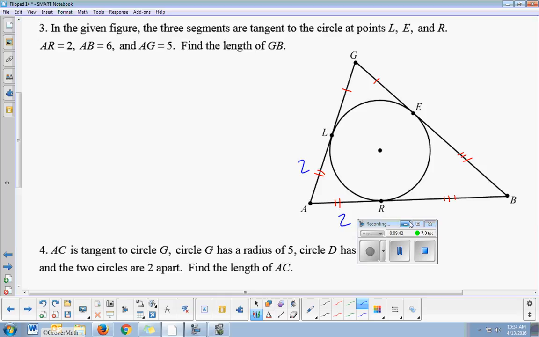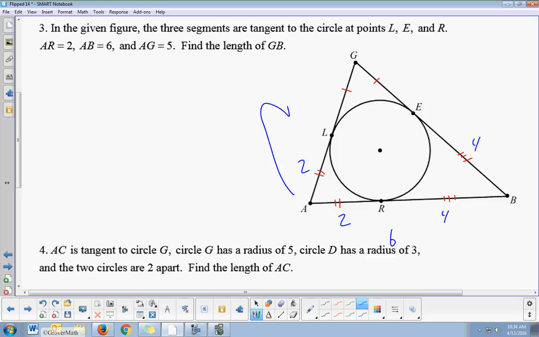If AB, this whole thing, that's pretty sloppy, but you know what I mean. If that whole thing is 6, that means this other piece must be 4, and this must be 4. If AG, this whole thing, is 5, then this must be 3, and this must be 3. And so if I want to find the length of GB, it's this combined, so a total of 7.